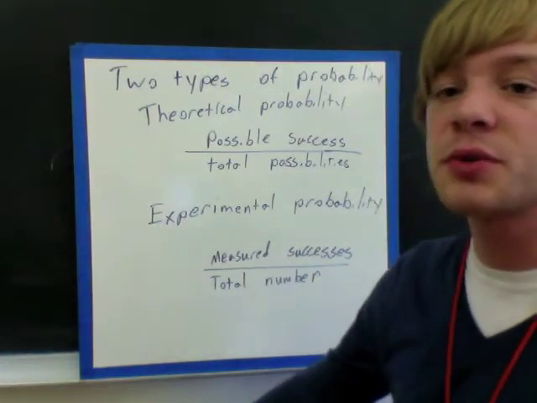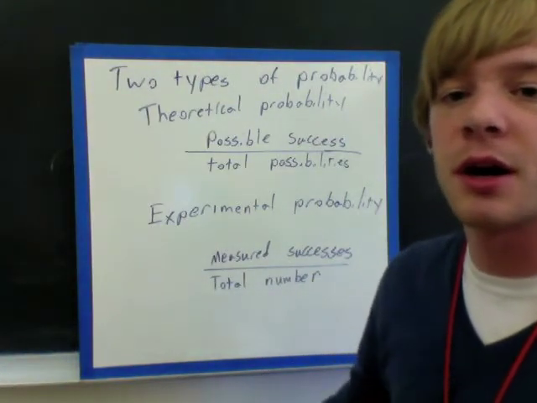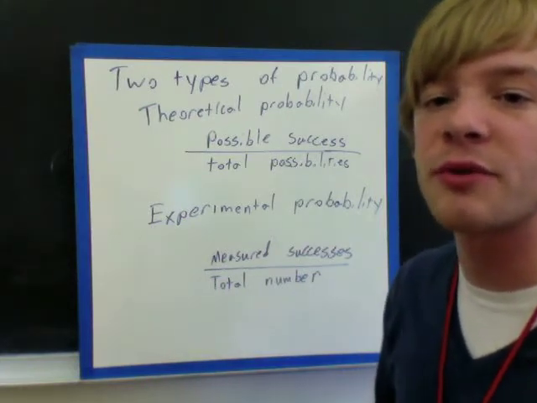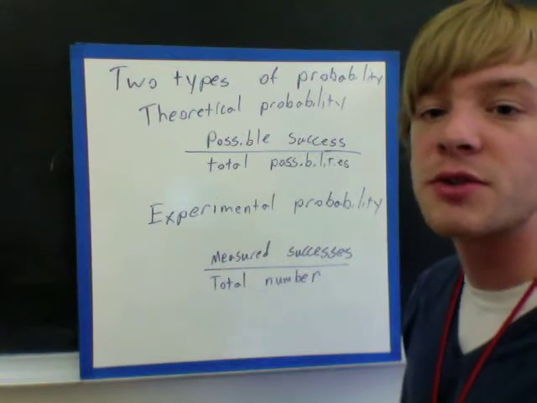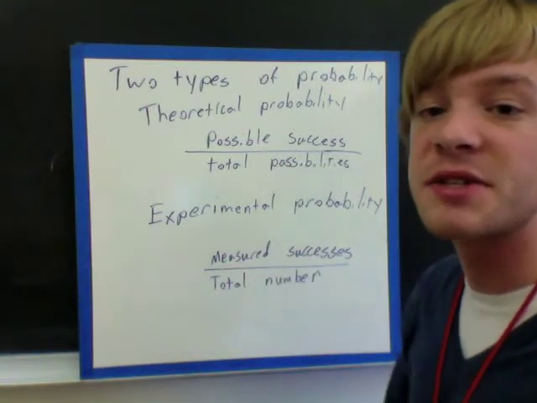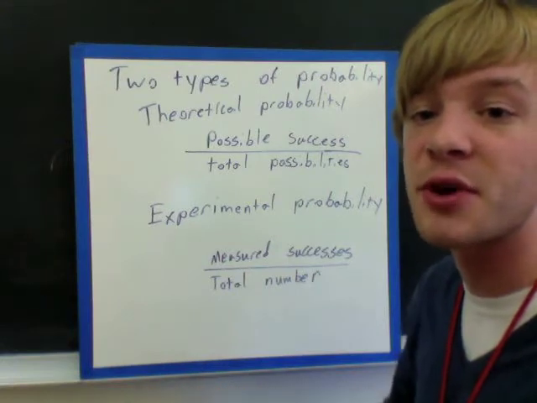We've got two types of probability. I want to introduce both of them to you. We will most likely be working with the first one more often, though. So our two types, first off, we have theoretical probability. And what this is, the possible successes over the total possibilities.